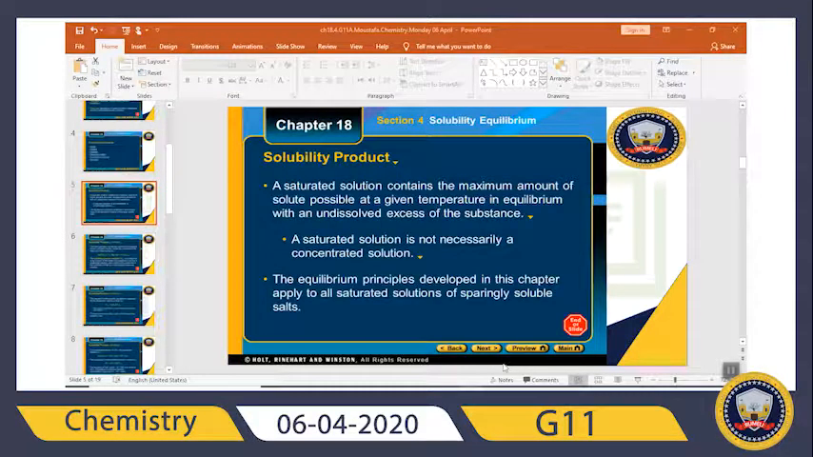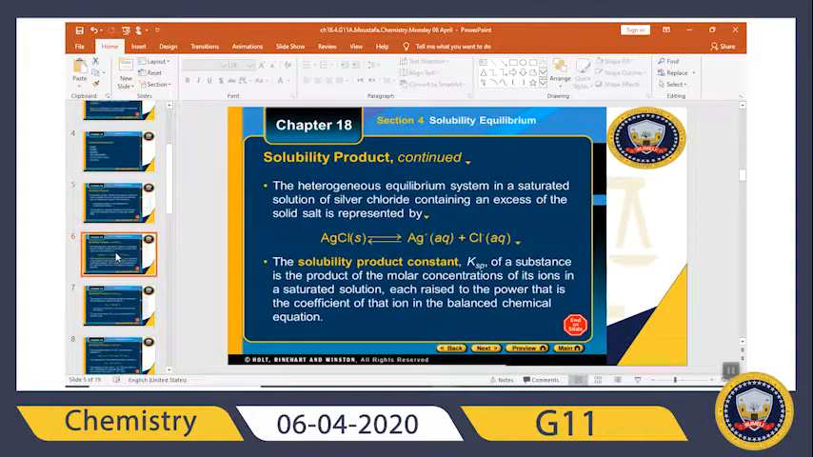This slide explains a saturated solution and a concentrated solution. The next slide explains the heterogeneous equilibrium system of silver chloride. Silver chloride is a solid substance, and if it dissolves in water, it will slightly ionize. So this solid is slightly soluble in water.